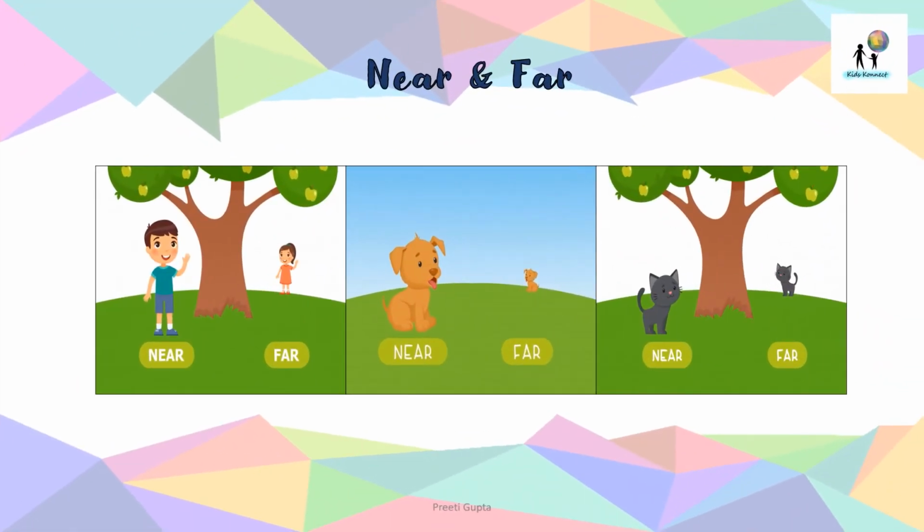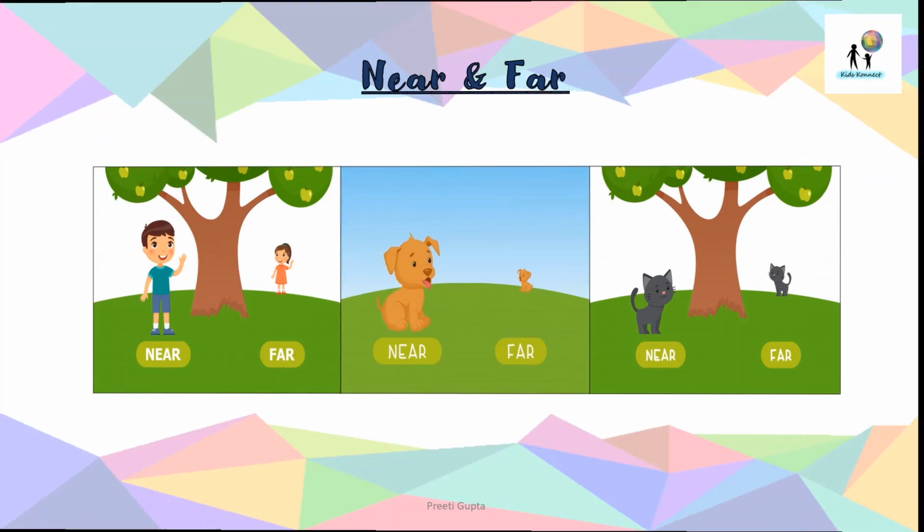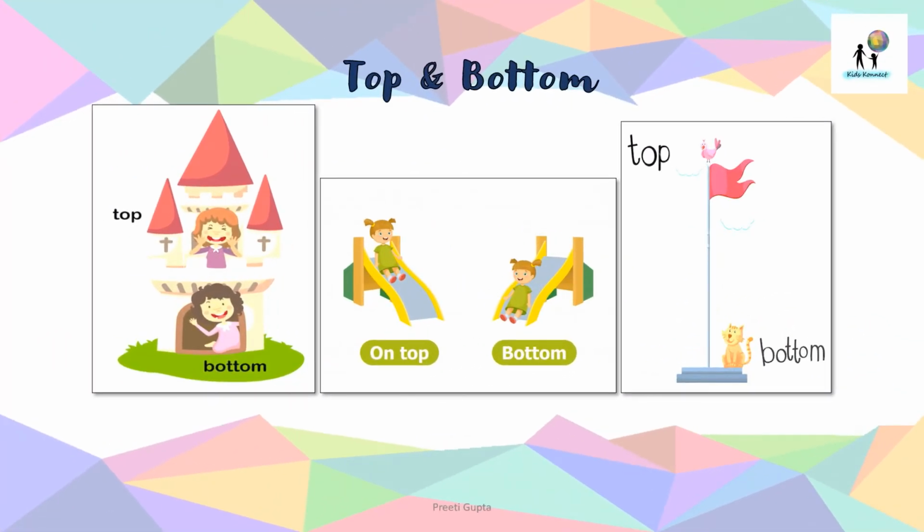The concept of near and far. Near means at a short distance or nearby, and far means at a great distance. Then comes the concept of top and bottom. These are the opposite words. Top means highest or uppermost point or part, whereas bottom means the lowest point or part of something. Examples are given for clear understanding.